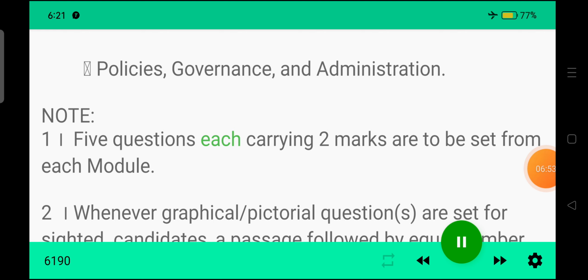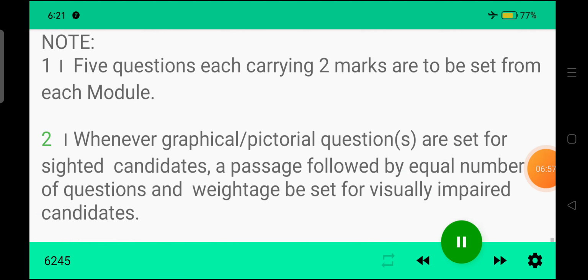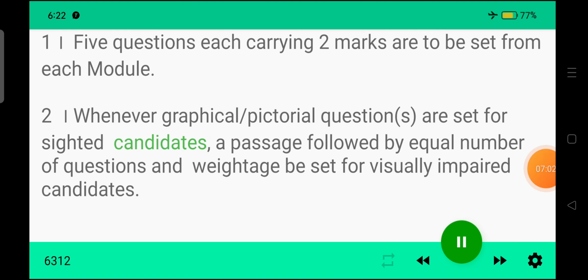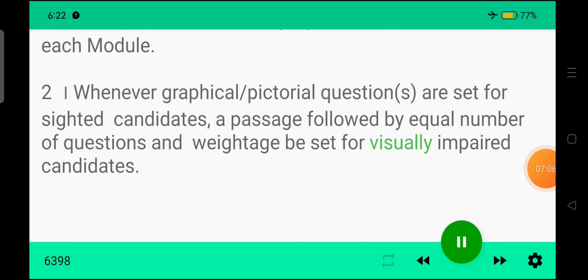Note 1. Five questions each carrying 2 marks are to be set from each module. 2. Whenever graphical or pictorial questions are set for sighted candidates, a passage followed by an equal number of questions and weightage be set for visually impaired candidates.